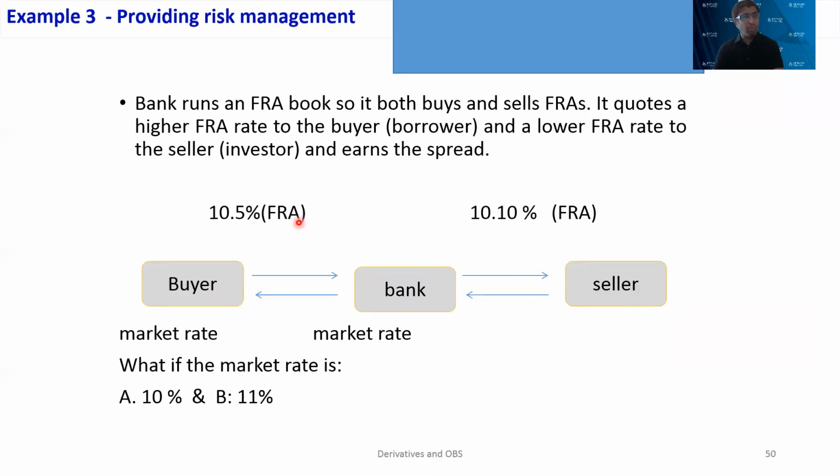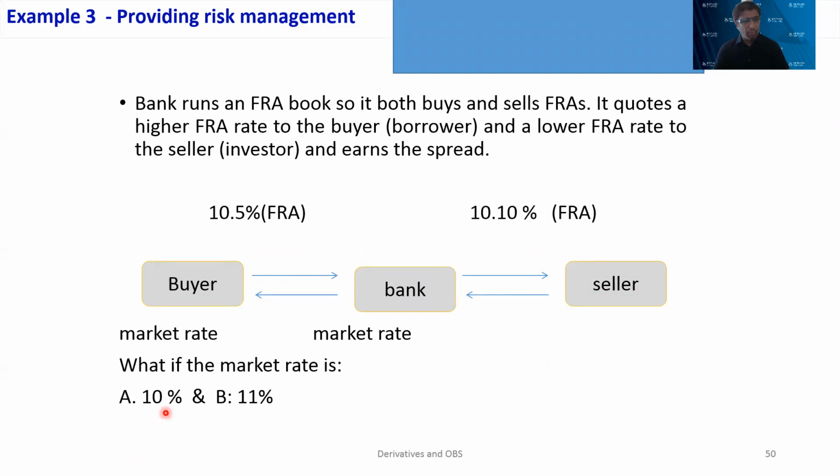So for example, if a bank runs an FRA book, so both buys and sells FRAs, it quotes a higher FRA rate to the buyer and a lower FRA rate to the sellers. So here the bank becomes a buyer for this seller, and here the bank is a seller for this buyer. Because it quotes higher for the buyers and lower for the sellers, they are now out of all those risks. Whatever happens, if he's balancing his contracts, which means his exposure, he doesn't become the market here or here, then in this case the bank will do very well.